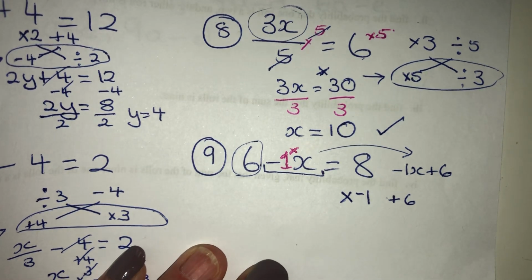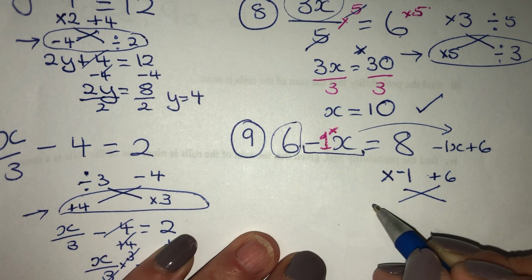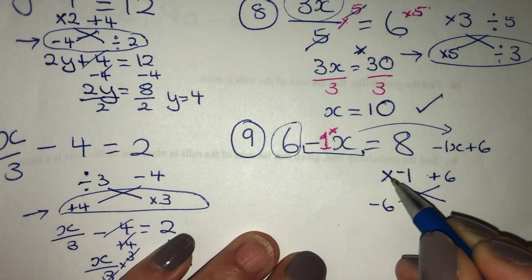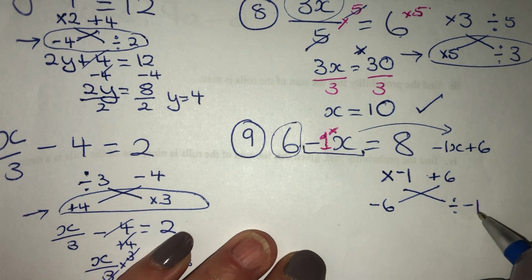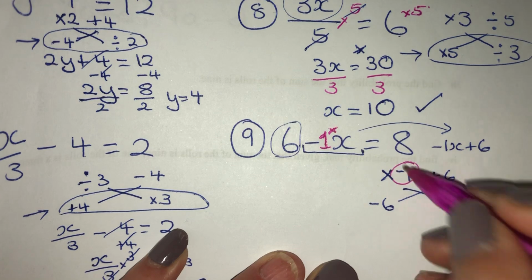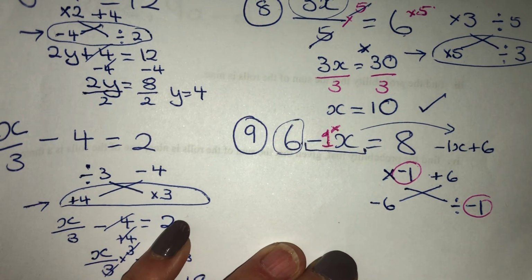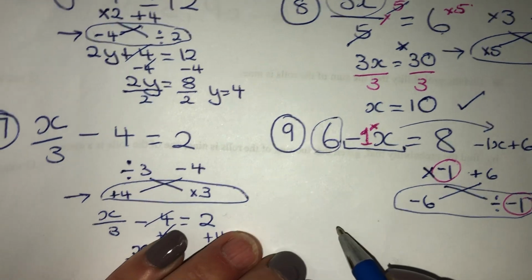Okay, let's do the inverse and the reverse. So inverse of plus 6 is -6. Inverse of times -1 is divide. It's still -1. Okay, it's the number, the whole number, including if there is a negative. So this is what we want along here. Let's see how this works out.